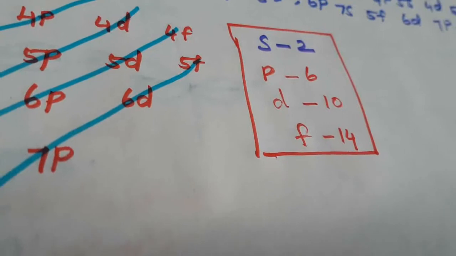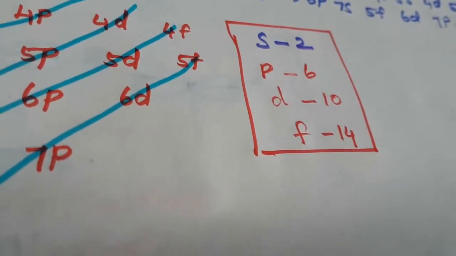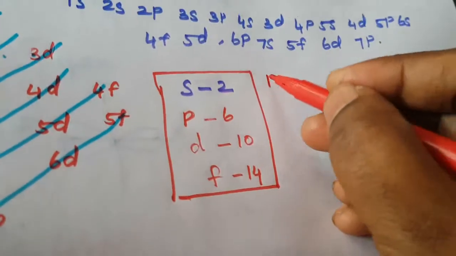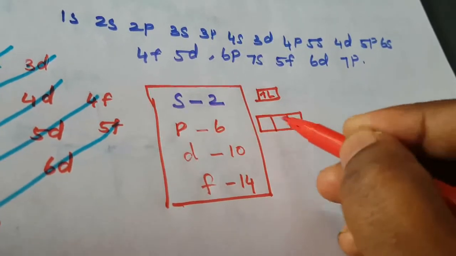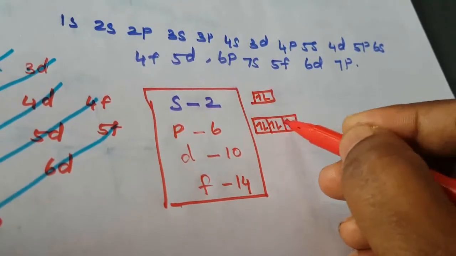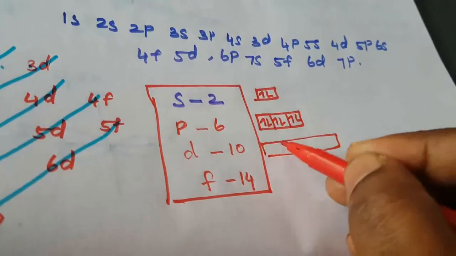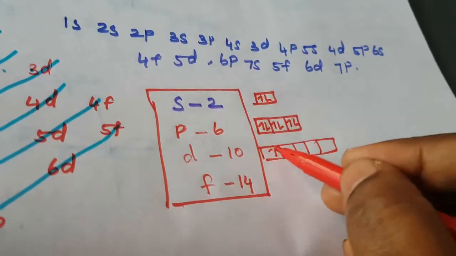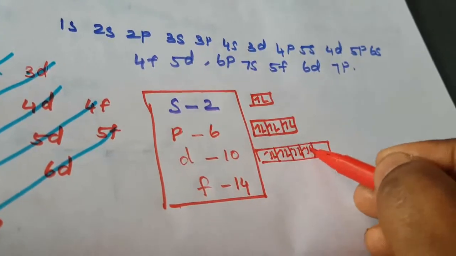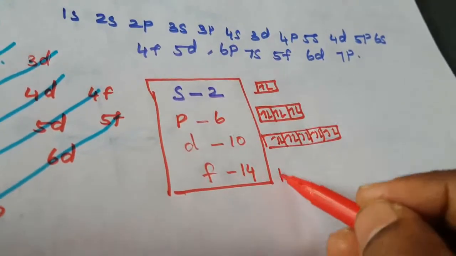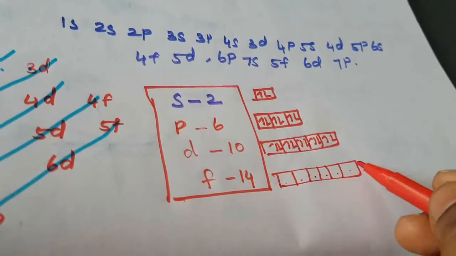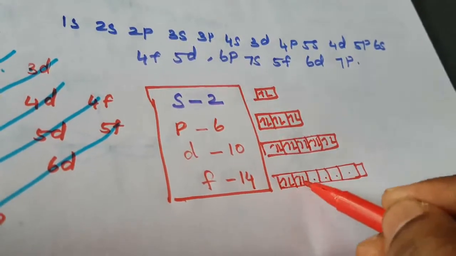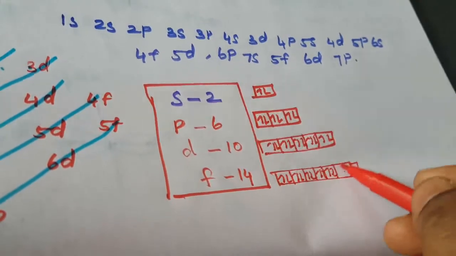Because the s orbital contains 1 box containing 2 electrons, the p orbital contains 3 boxes, maximum 6 electrons. Then the d orbital contains 5 boxes, right? The 5 boxes contain maximum 2 electrons each, totally 10 electrons. Then the f orbital has 7 boxes, maximum 14 electrons. So first remember this. Next we are going to see how to write the electronic configuration.